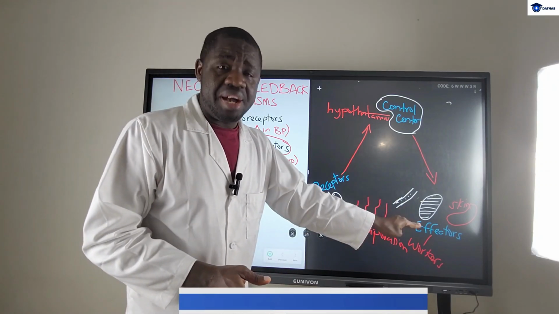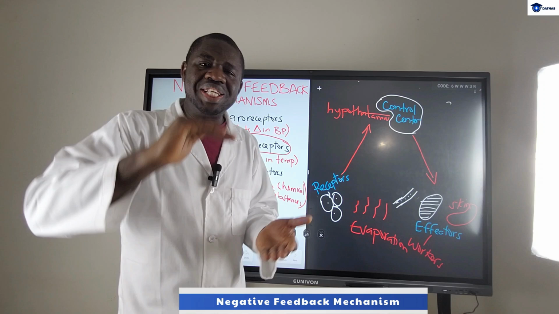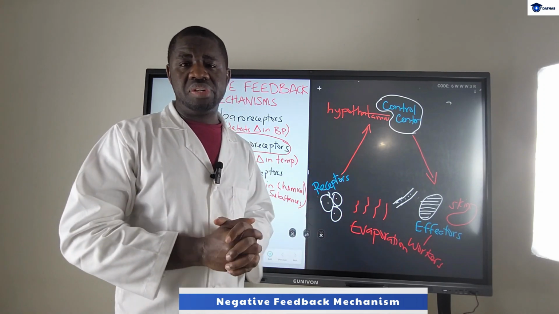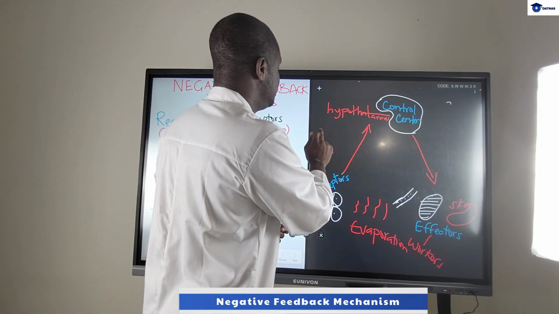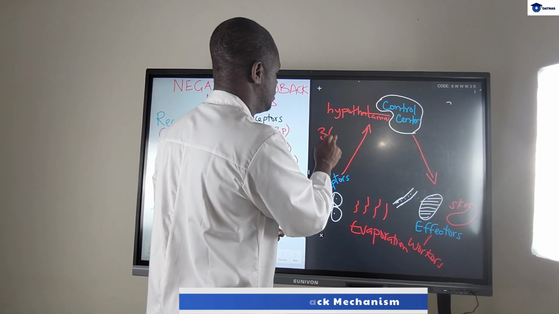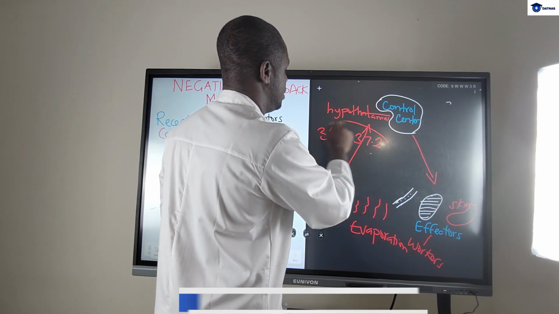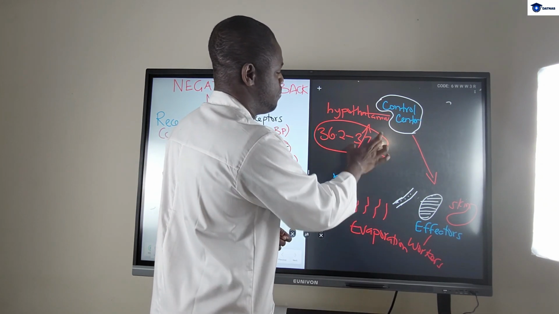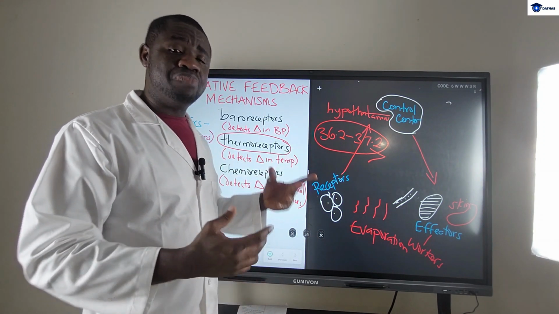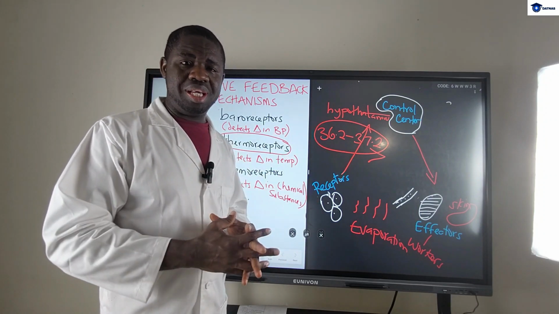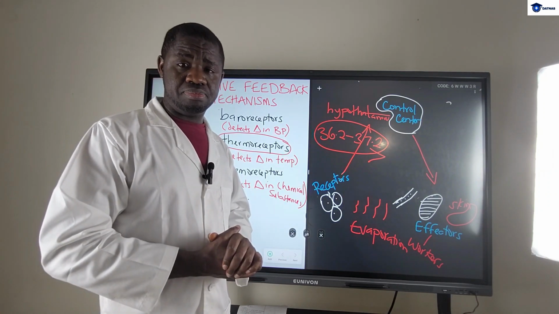So when the heat is conserved in that way, it will increase the body temperature to a state that is normal for the body. The normal temperature in the body is between 36.2 to 37.2. So anything above this temperature may mean high body temperature. Anything below this may mean low body temperature. This is how the body regulates the internal environment.